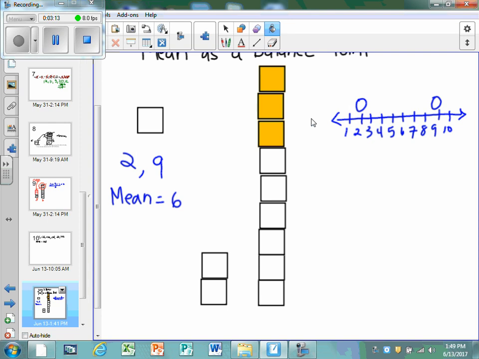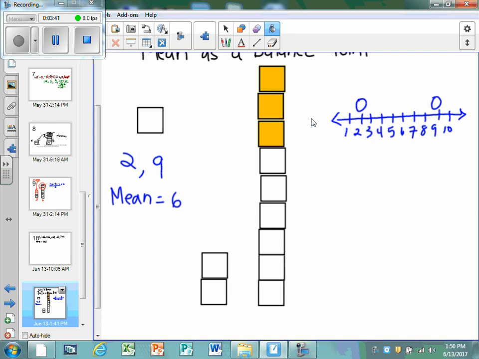Why do I want to take those 3 away? Why is it that I took 3? I could choose 4 or 5. Why am I choosing 3? What's the value of that column again? 9. Why am I choosing 3? 9 minus 6 equals the 3. Or 6 plus 3 equals the 9, right?